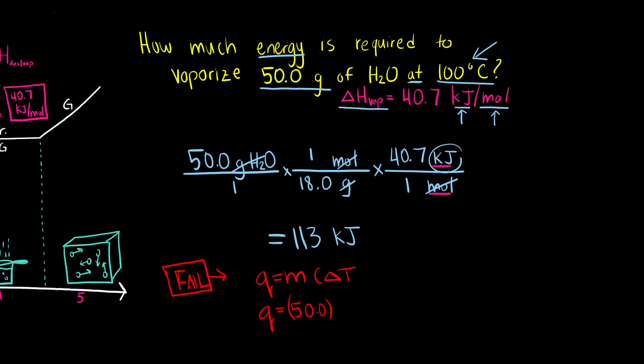But sometimes people forget what C means and they'll just plug in whatever they see. Maybe 40.7 should go there. And then they plug in the 100. Notice, remember, that delta means change in temperature. This is not a change in temperature. This is at 100 degrees Celsius. So you cannot use this equation at all.